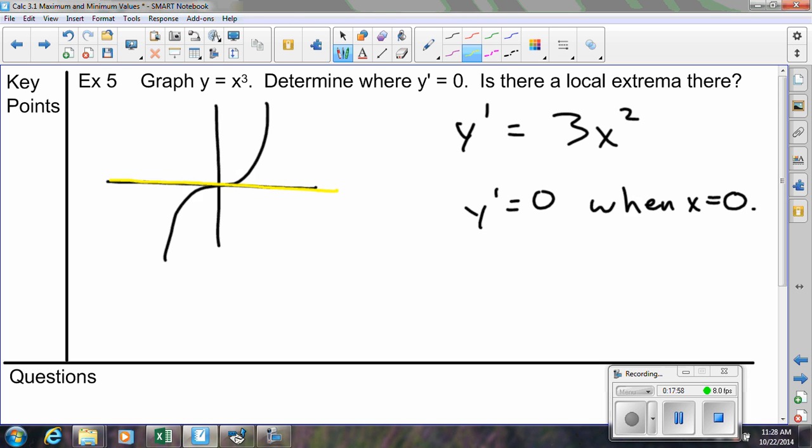But when we zoom in, was there a local maximum or minimum? No. This is a necessary condition. We must get a horizontal tangent line, but it does not 100% guarantee it. There are other conditions that we could add later on. That'll be the first derivative test that will actually tell us this.